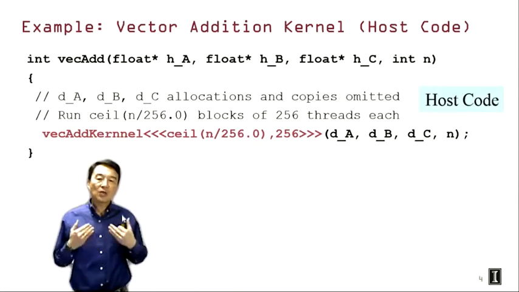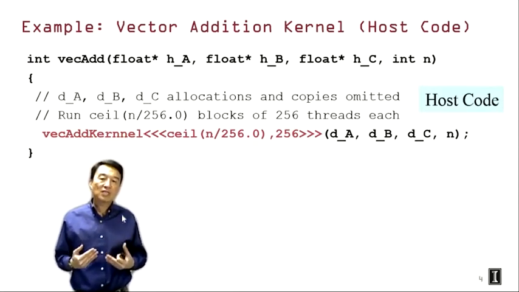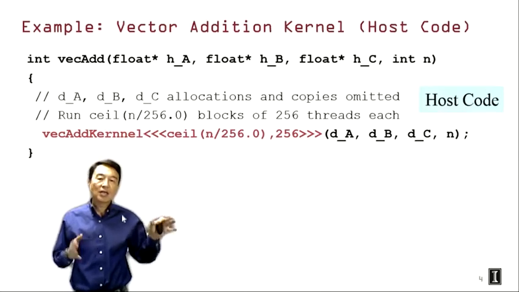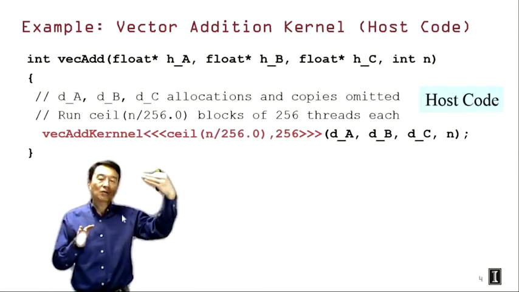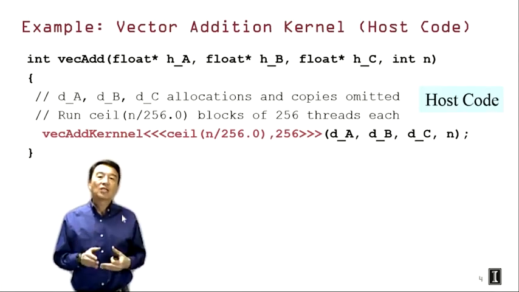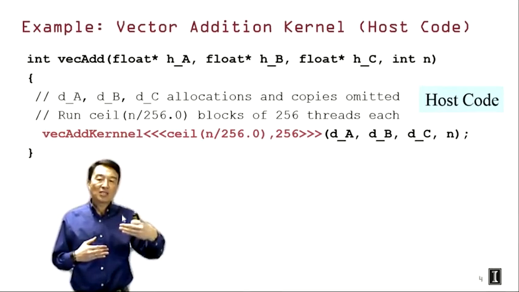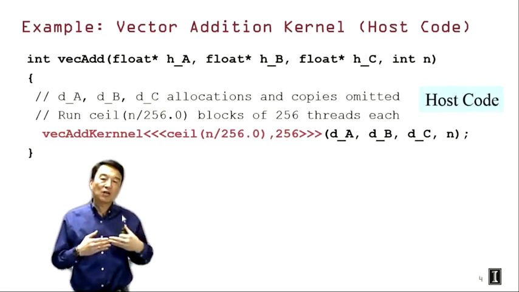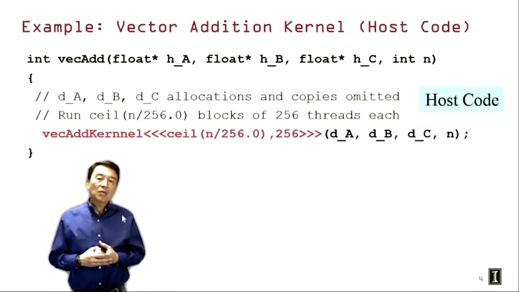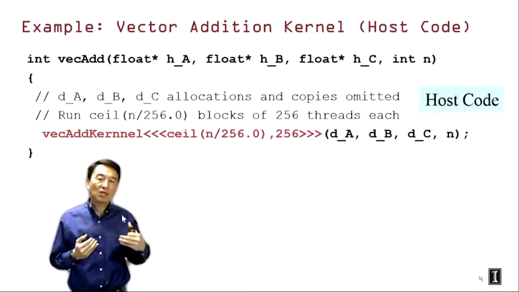So in order to always generate enough threads, we will divide n by 256.0, and we generate a floating point number, which is 3 point fraction. And then we take the ceiling function to round up to 4. So this ceiling function ensures that we always generate the next bigger integer of blocks that will have enough threads to cover all the elements in this vector. The reason why we use 256.0 is because we need to make sure that we generate a floating point number, and that floating point number will be rounded up. If we didn't use 256.0, but rather used 256, the division would be done as an integer division.